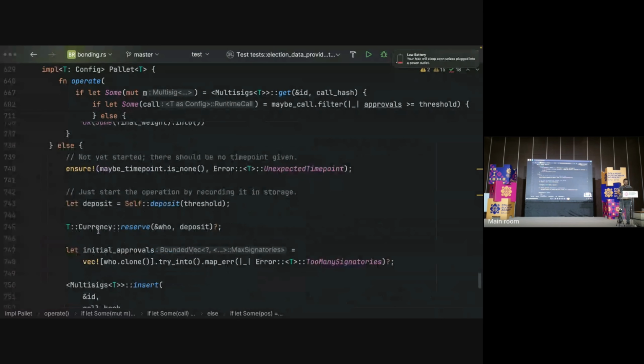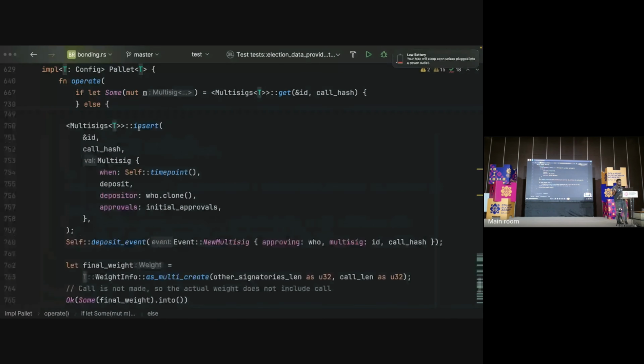You can see these are the old currency traits that we use. It's kind of similar to holds, but yeah, don't use this. Any other doubts, like how storage maps you should use? Anything else you want to see?